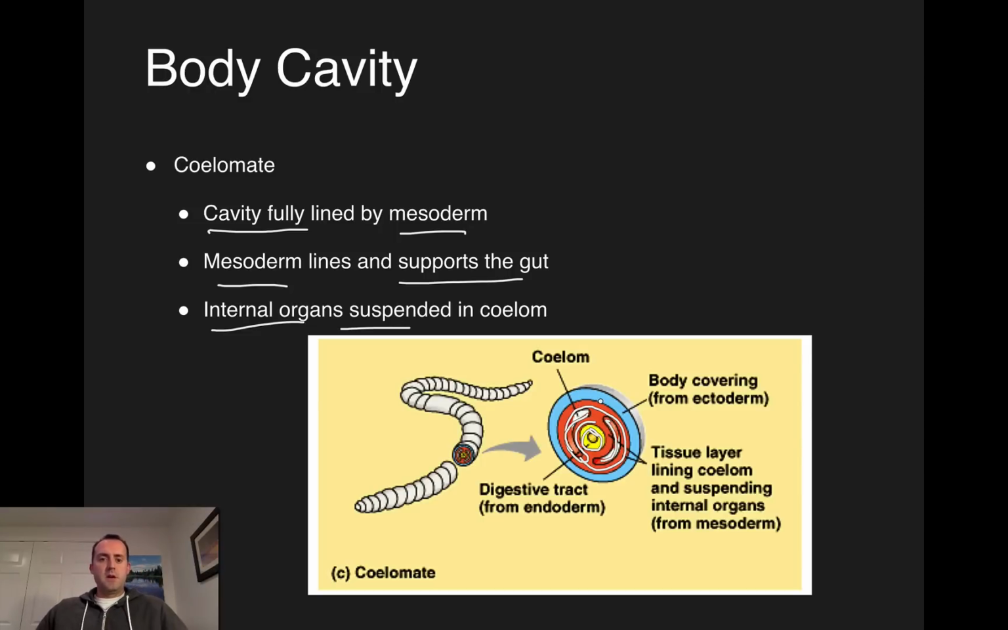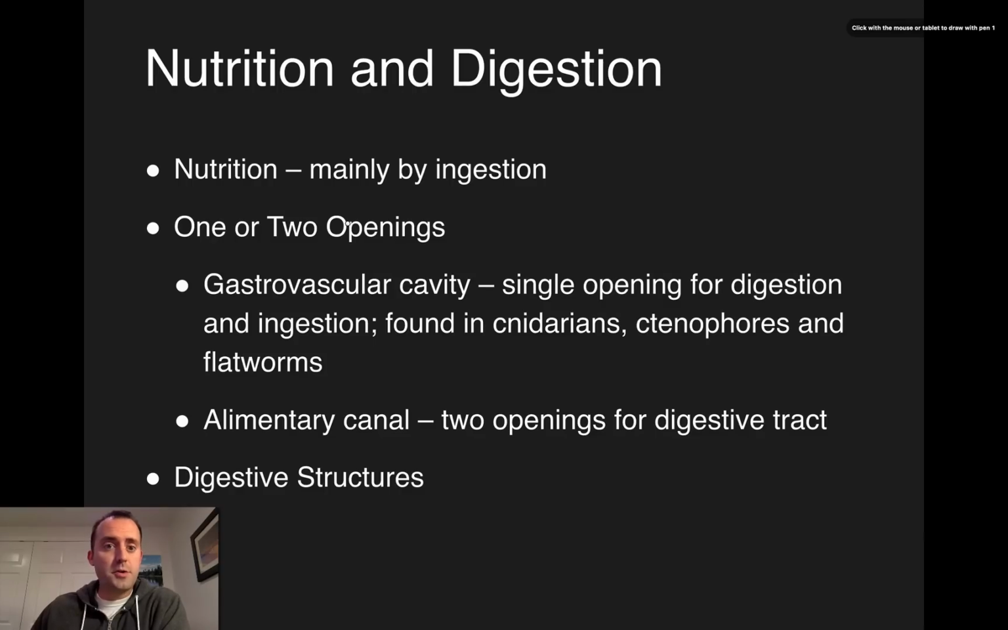We have a coelom right here where we have our heart and our lungs and other organs, and then our diaphragm separates that into a lower coelom where our stomach and our digestive organs all fit. So we are considered coelomates. Next, we're going to talk about nutrition and digestion.